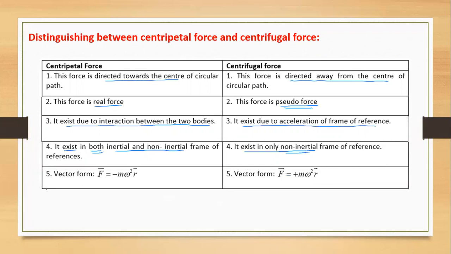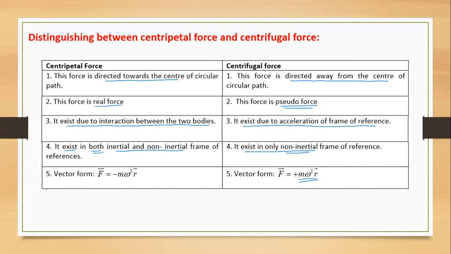Now next one is the formula. Here centripetal force we write in vector form. F bar is equal to minus m omega square r bar. So this is the formula of centripetal force in vector form, and centrifugal force in vector form is plus.